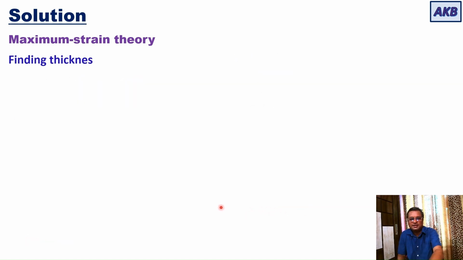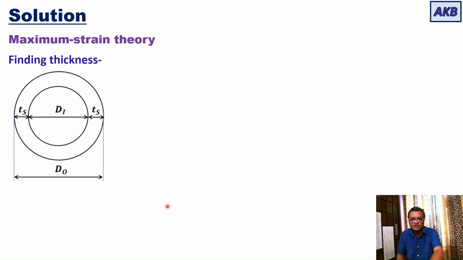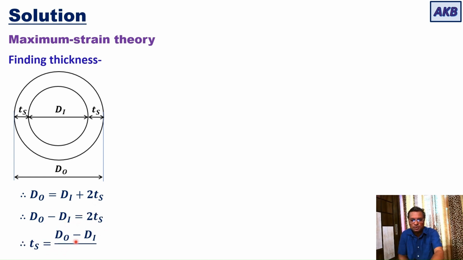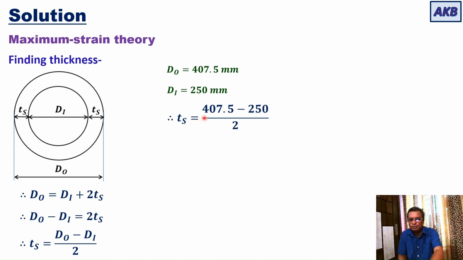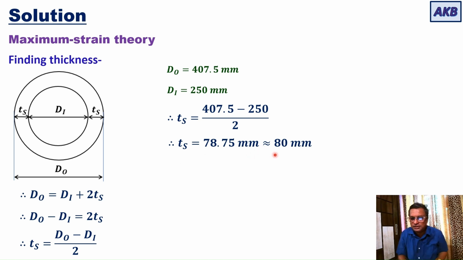Next, let us find the thickness. Again, we will use the schematic diagram. The relationship is DO is equal to DI plus 2 Ts, that is, DO minus DI is equal to 2 into Ts, that is, Ts is equal to DO minus DI upon 2. DO is 407.5, which we got. DI is 250 mm. So Ts will be 407.5 minus 250 upon 2. That gives us Ts as 78.75 mm. And if I approximate it to be 80 mm, I will have to calculate the updated diameter.